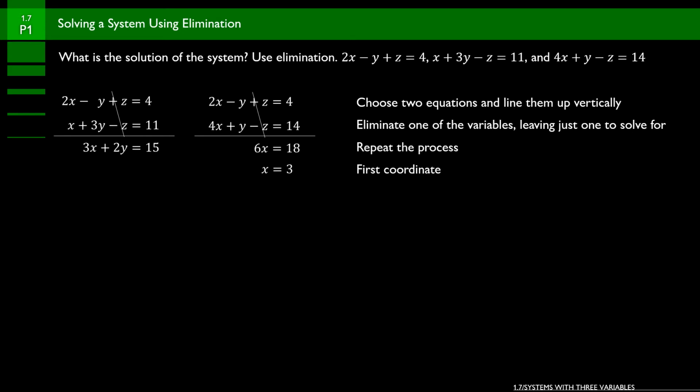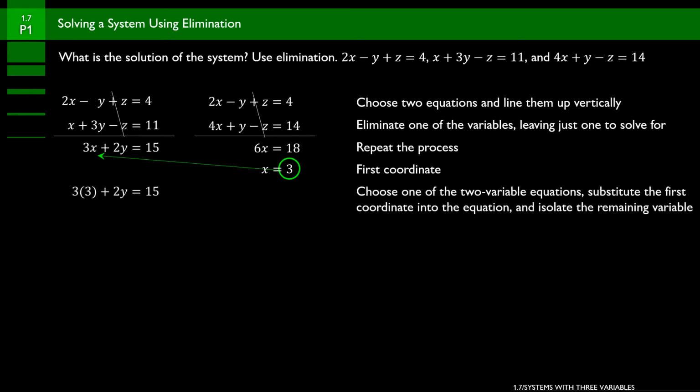Now, if I had two variable equations, I would stack them again and then eliminate either the x or the y. But I already have the x. So I can just substitute the x into the two variable equation that I got the first time, and then I'm going to get y. So I plug in 3 for x, and I get 3 times 3 plus 2y equals 15. So 9 plus 2y equals 15. Subtract the 9, you're left with 2y equals 6, divide out the 2, and y equals 3.